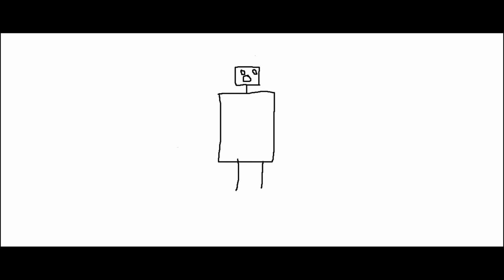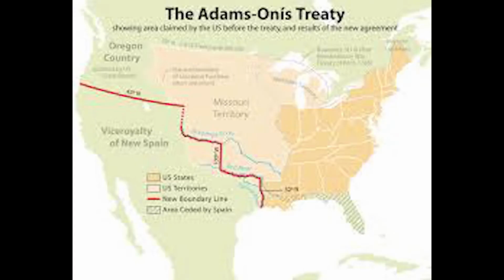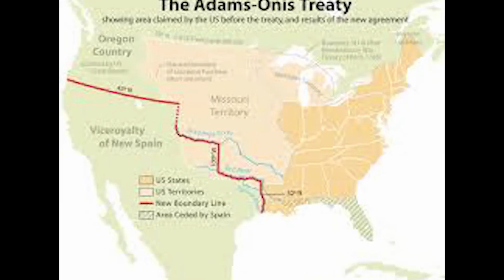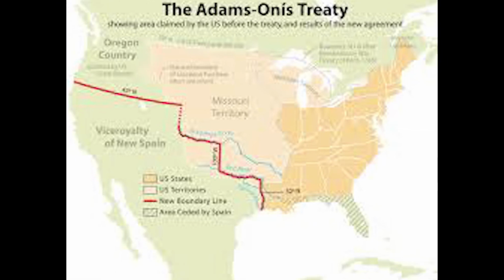Despite not having the plurality of the electoral vote, Adams still won since the election was decided by the House of Representatives. Adams signed the Adams-Onis Treaty, which settled disputes over Spanish territory ceded to America. Adams failed to win a second term. He lost to Andrew Jackson.